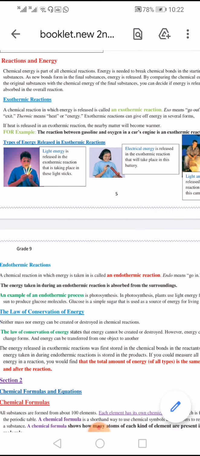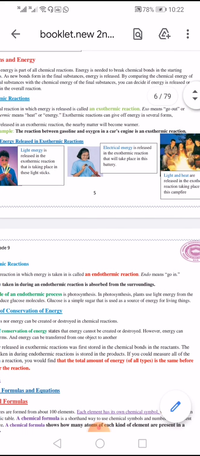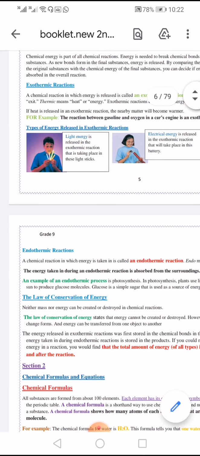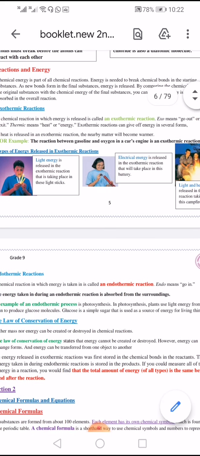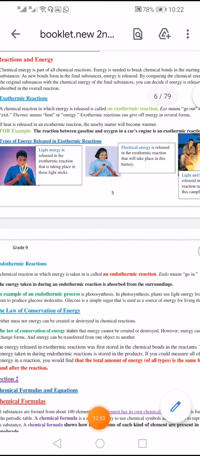So this endothermic reaction needs heat or energy from the sunlight to form sugar and oxygen. Carbon dioxide reacts with water in the photosynthesis process, in the presence of absorbable energy that comes from sunlight, to form sugar and oxygen. In the photosynthesis process, plants use light energy from the sun to produce glucose or sugar. Glucose is a simple sugar that is used as a source of energy for living things. That's it. Thanks for watching.